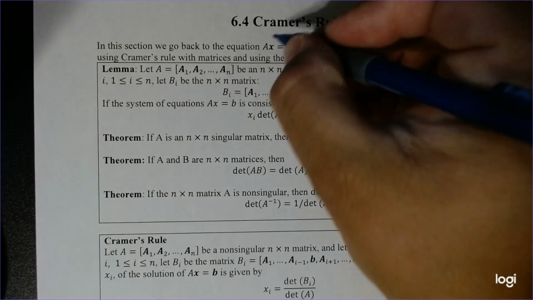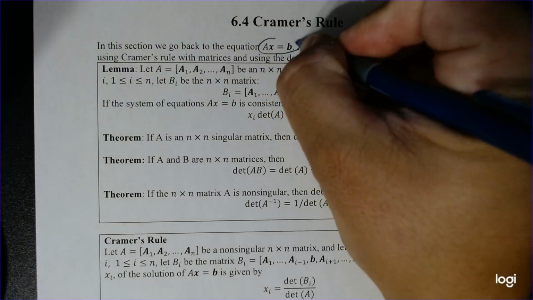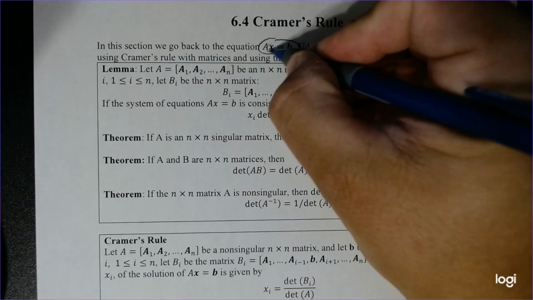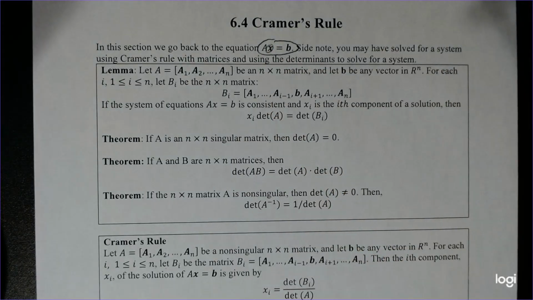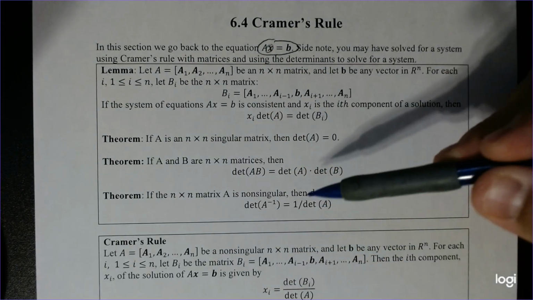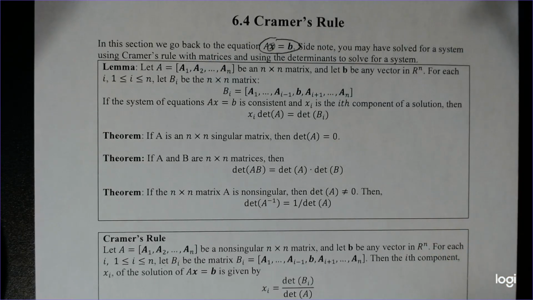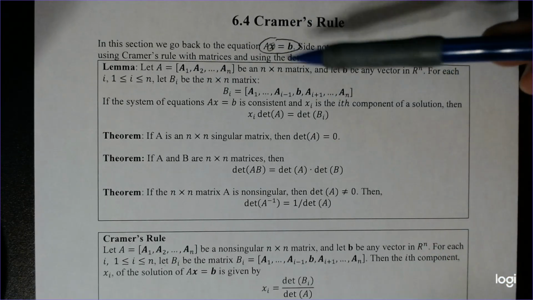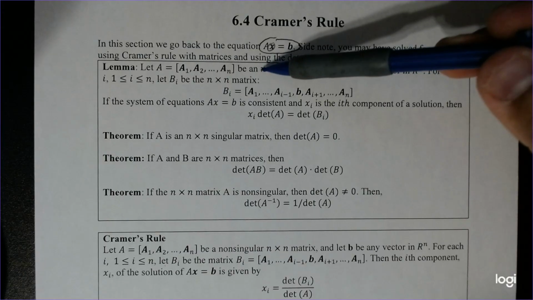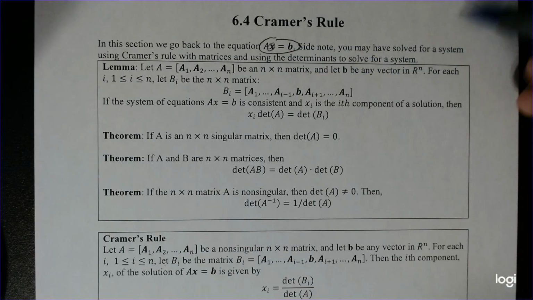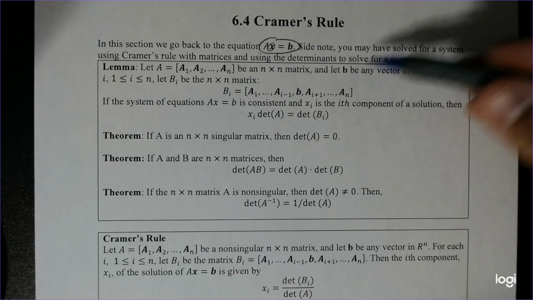So we're going back to Ax equals b. We're going to solve for the vector x, but we're going to solve it in a unique way. Okay. A lot of these theorems and lemmas come into Cramer's rule itself, but the biggest one is this lemma here: given any matrix A, presuming an n by n matrix, and let b be any vector in Rn, so some arbitrary vector.